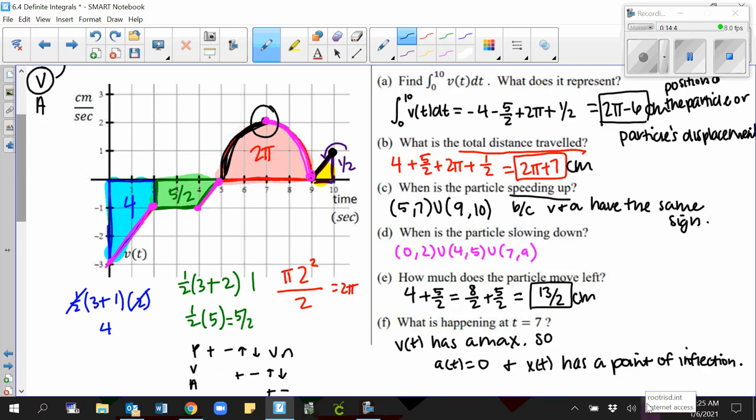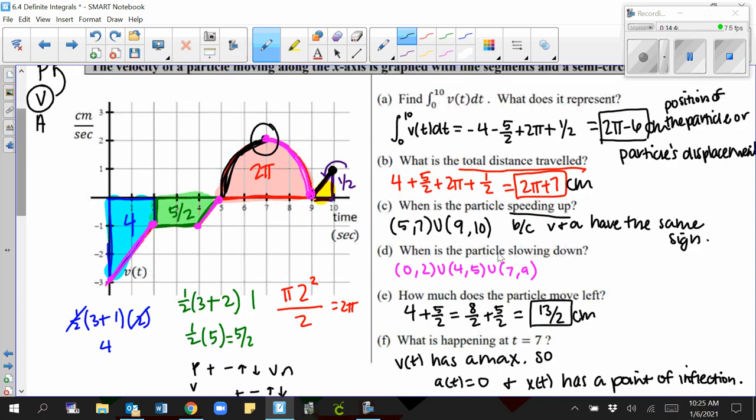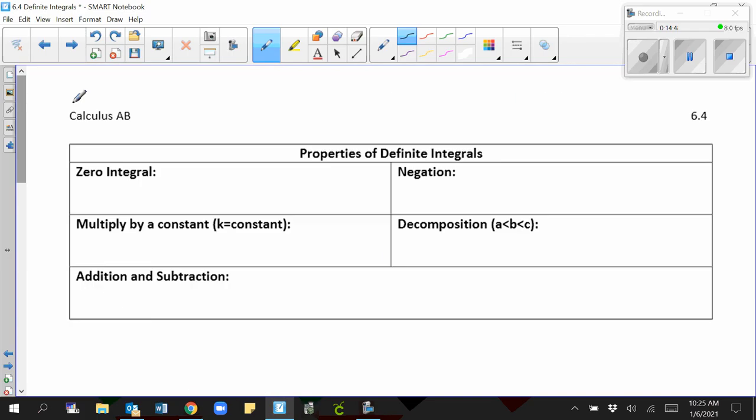All right, so that one was a lot of different parts. Let's look at our next example. Or actually, we're not going to look at examples. We're going to look at some properties of definite integrals first.